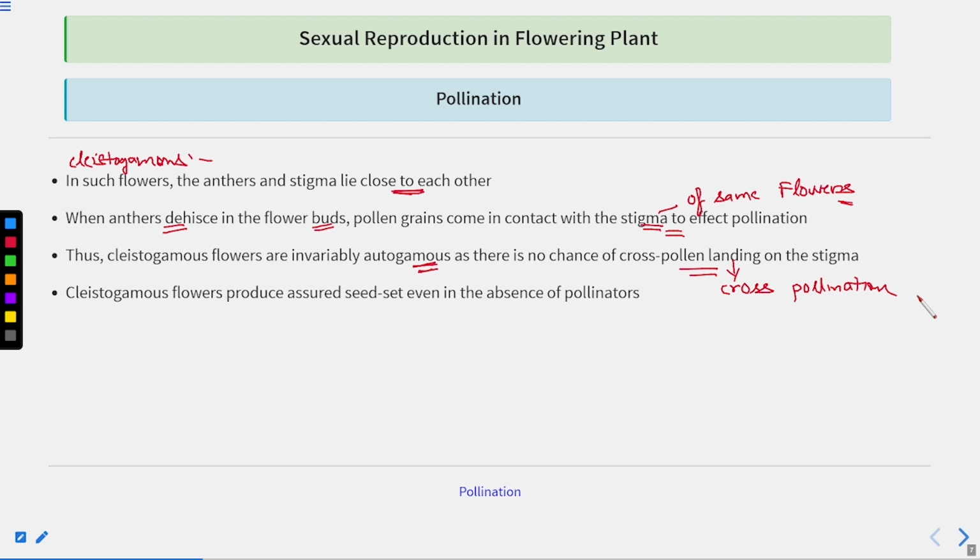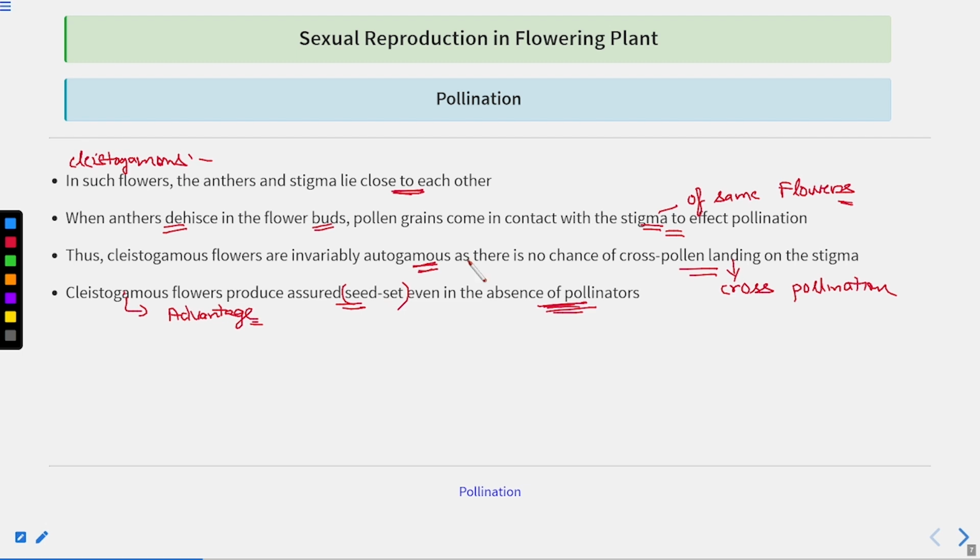Okay, this is clear. Now the cleistogamous flowers produce assured seed set even in the absence of the pollinators. So this is an advantage to them. If there is an absence of the pollinator in a certain area, then autogamy can ensure the seed set. Clear? So this is the kind of advantage.